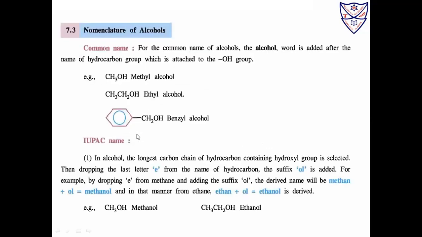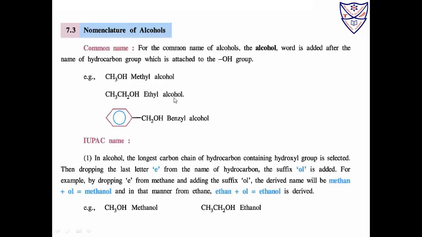Right, so let's start the nomenclature of alcohol. For the common name of alcohol, the word alcohol is added after the name of the hydrocarbon group which is attached to the hydroxyl group. That is, CH3OH is methyl alcohol.